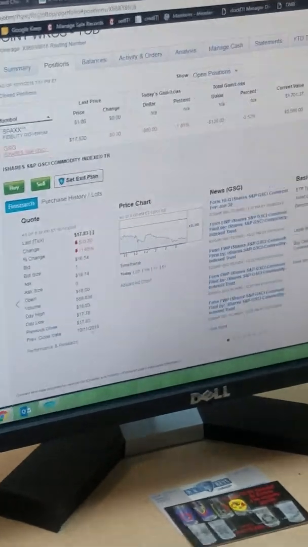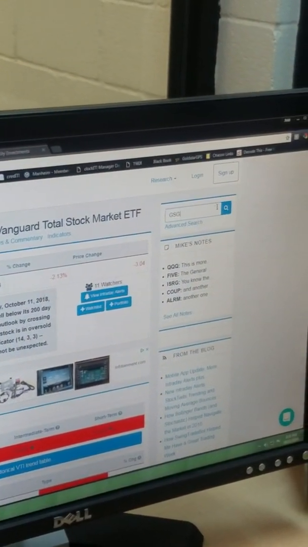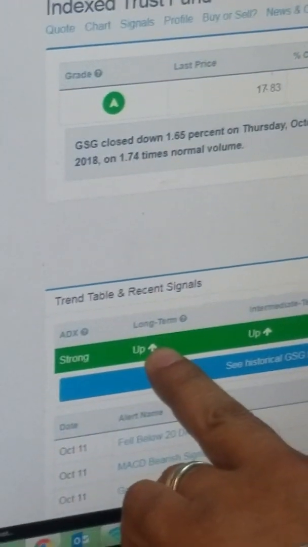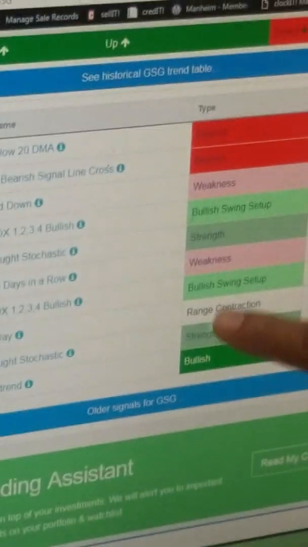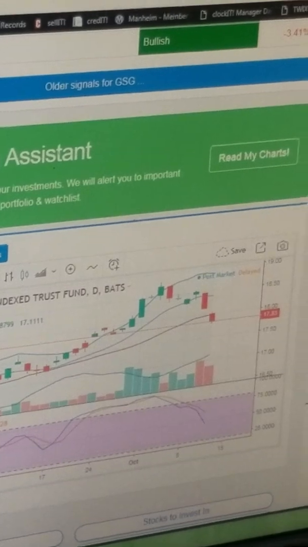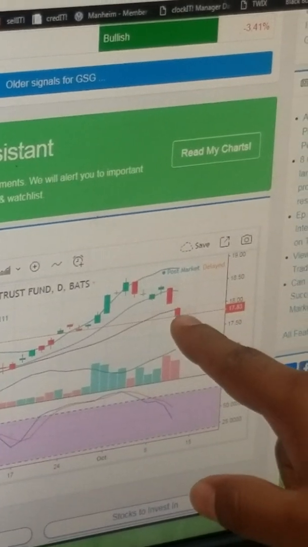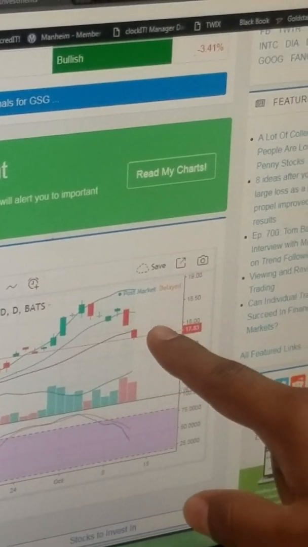So what I would do, let's look at GSG right here. What does the trading bot say to do with GSG? They said, ooh, real strong. The long-term outlook looks good. The intermediate term and the short term look down, but it's pretty bullish right here. So they're basically telling you to chill. It could go as low as 17 or as high as almost 19. This is where it's at right now, at 17.83. Let's say it comes down.